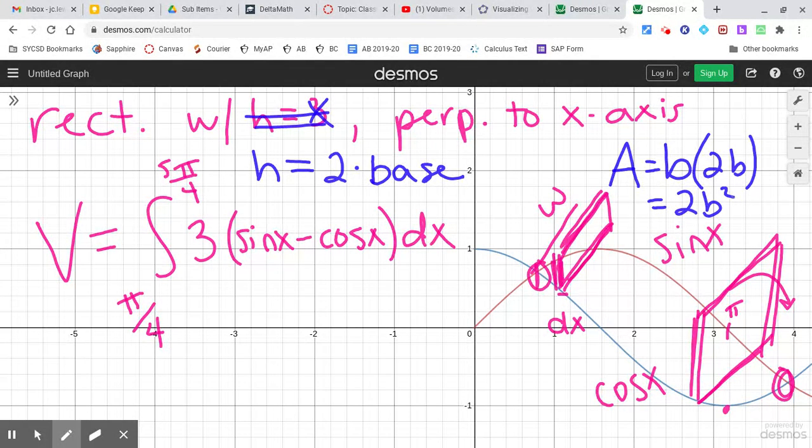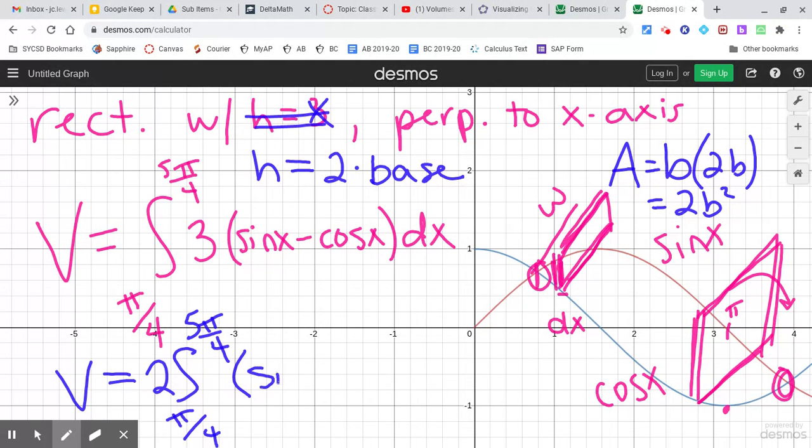How does that translate into a volume? Well, how about volume equals the integral? Again, we need x limits of integration because we're integrating with respect to x. And I need 2 base squared. So 2 I'll pull out front because it's a constant multiple, times the base, which we know is sine x minus cosine x, squared, dx. And there's my volume integral, right? It's just whatever that cross section is, you just need to find the area of that.